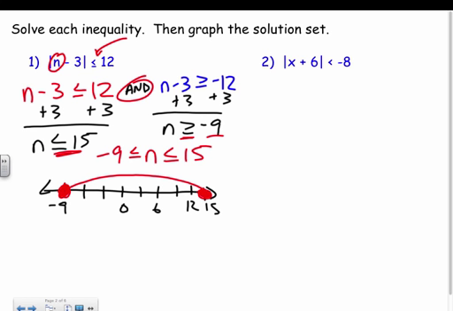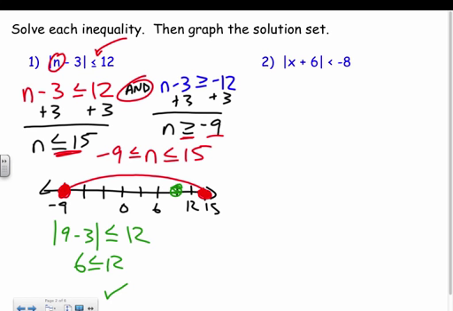I could grab a number, like 9 here, 9 works. So if I grab 9 and plug it in for n, 9 minus 3, and the absolute value of that, see if that's less than 12. Well, the absolute value of 6 is 6. Is that less than or equal to 12? Yep, it checks out. Good.